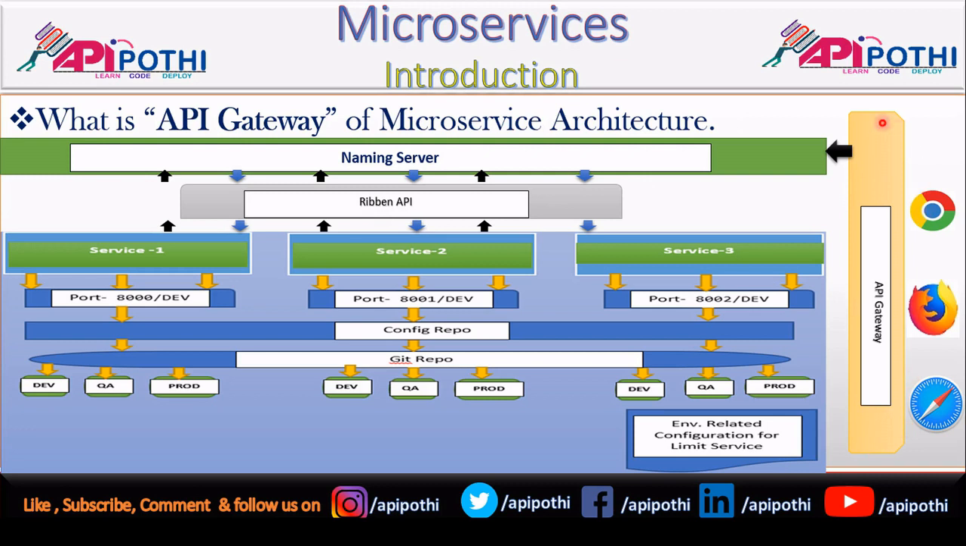Now the question is, why is the API gateway mandatory? Suppose you want to do any business validation, you can do it right away in your API gateway itself rather than coming into your actual services. The API gateway is also a microservice. That's why, if you see this arrow, the API gateway is also registered with your naming server as well as your microservices. So the naming server has the information of your API gateway as well as your microservice architecture. This is the first thing.